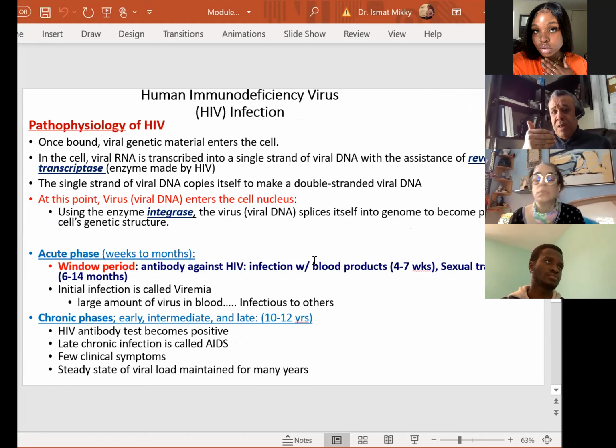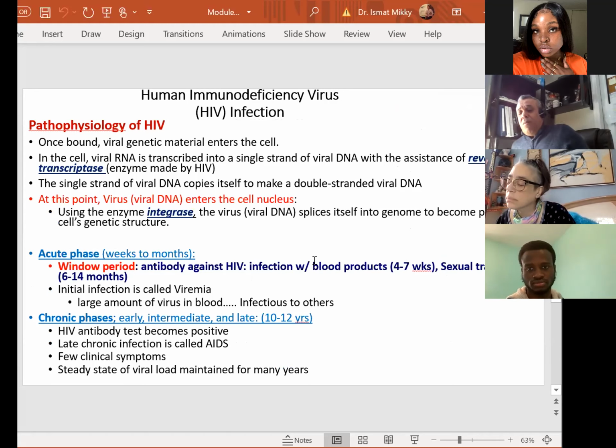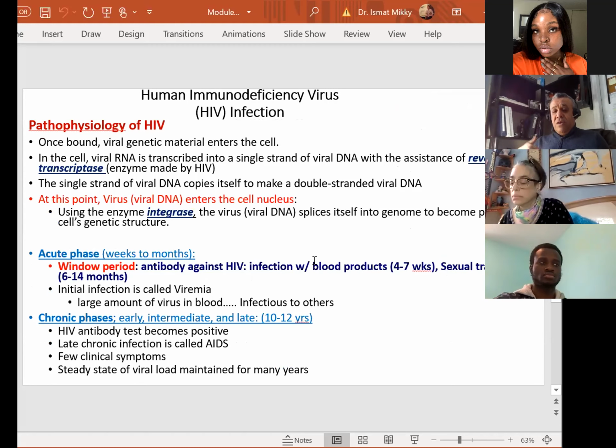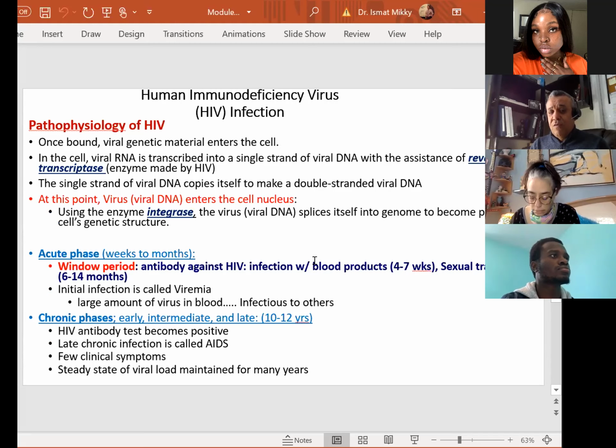The antibody against the HIV infection with blood products takes about 4 to 7 weeks. But from sexual transmission, it takes longer, about 6 to 14 months. The initial infection is called viremia.